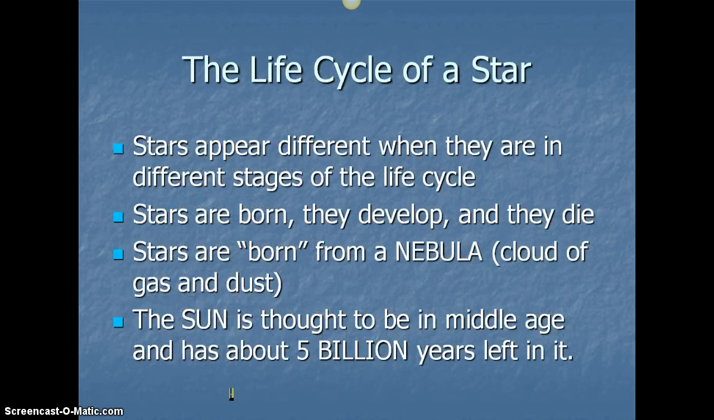So, the life cycle of a star. A star will look different in the different stages of its life cycle, just like humans look different in different stages of life. Stars are born, they develop, and they die. They're born from a nebula, which, if you remember from the last section, is a cloud of gas and dust. And the sun is thought to be in middle age, so it has about 5 billion years left.